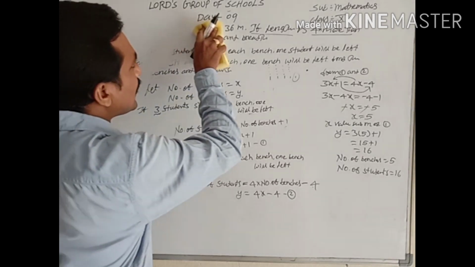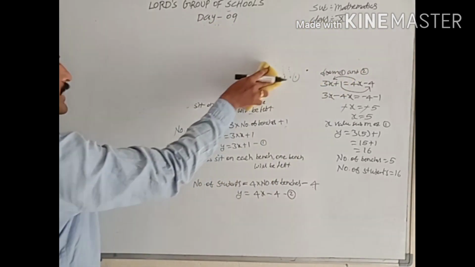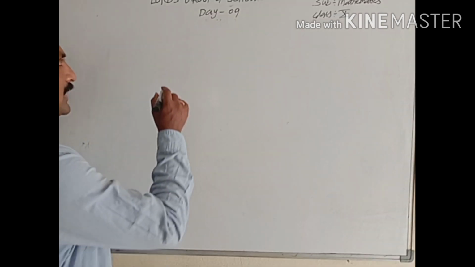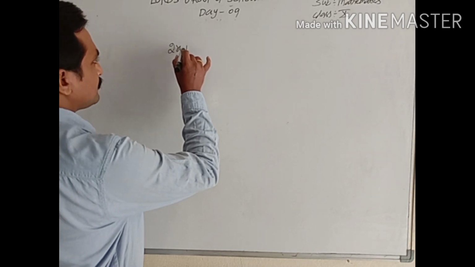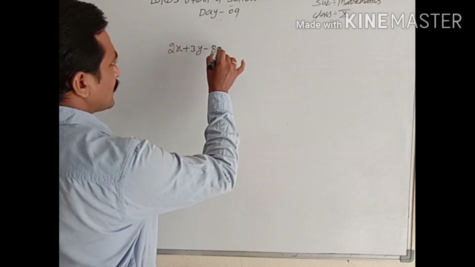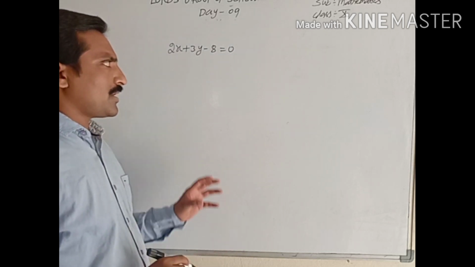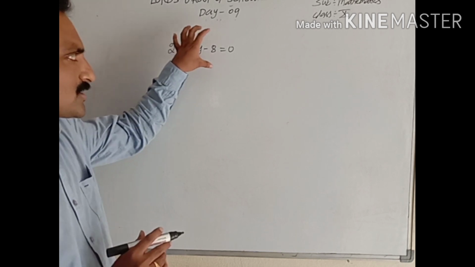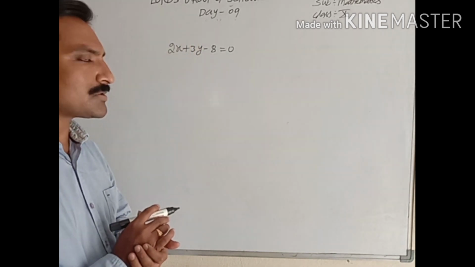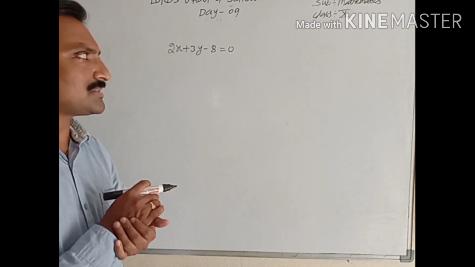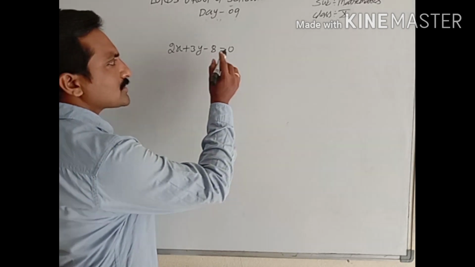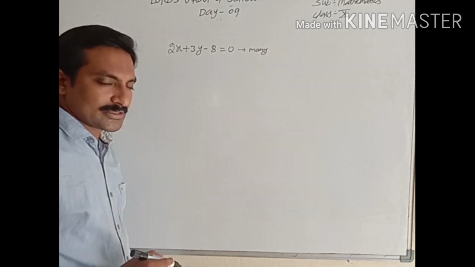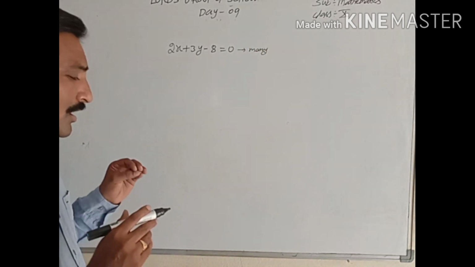Next comes the case where any one linear equation is given and you are asked to prepare the consistent line. A single equation is given, for example, 2x plus 3y minus 8 is equal to 0. How many solutions are possible for this? This is a linear equation in 2 variables. With only a single equation, it contains infinitely many solutions. Clear?